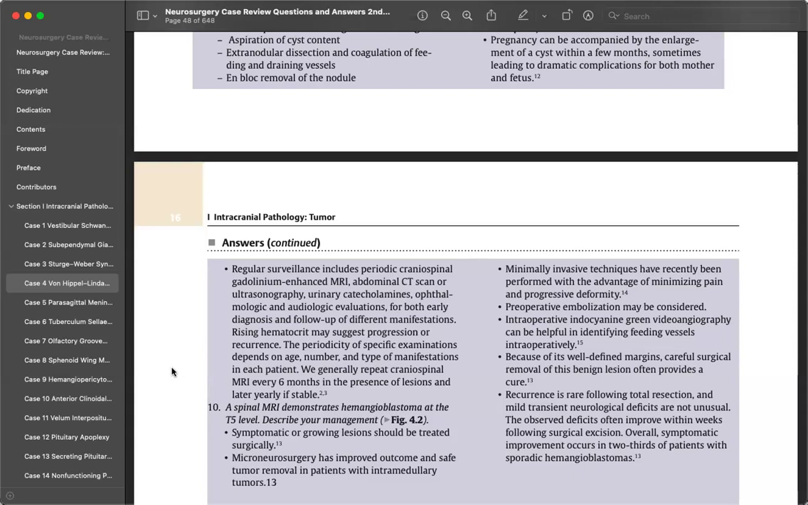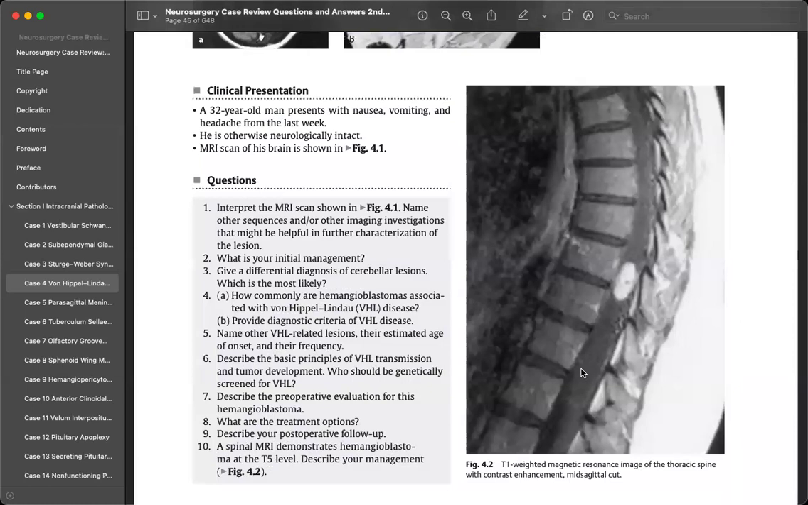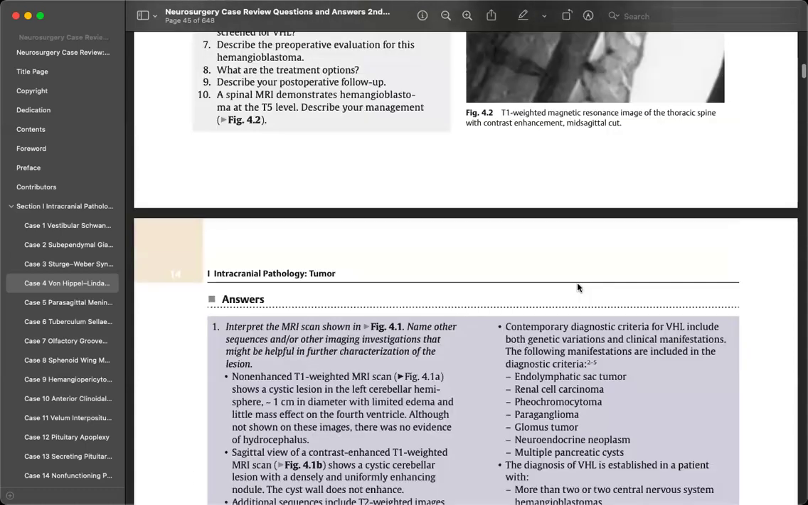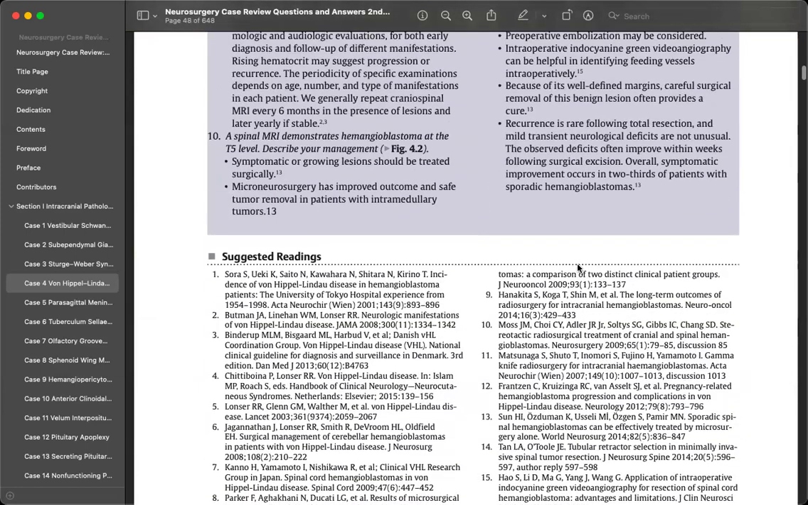Spinal, okay, so there's a spinal MRI here, this one. We already described it earlier. This is a sagittal cut that shows a rounded, avidly contrast enhancing lesion at the level of the T5 vertebra, actually, according to that, the junction of T5 to 6 vertebra. Okay. So the question on it is, describe your management. How will you manage that?